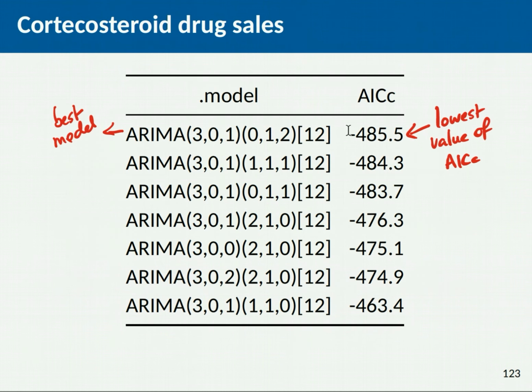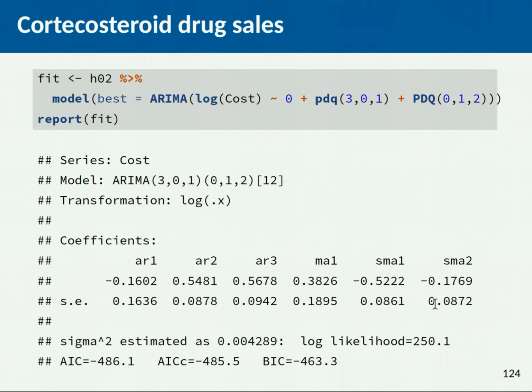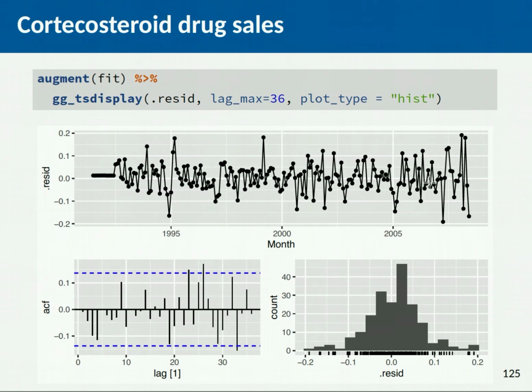There's a host of models, right? If you were doing this manually, you can estimate these models and see which model gives you the lowest value of the AICc. In this case, negative 485.5 is the lowest value that we get, and so ARIMA 301012 is the best model.